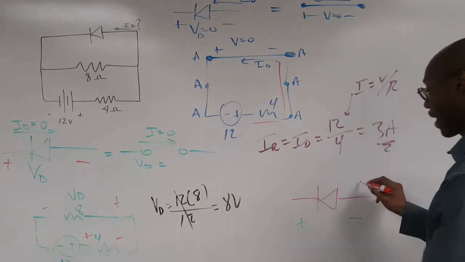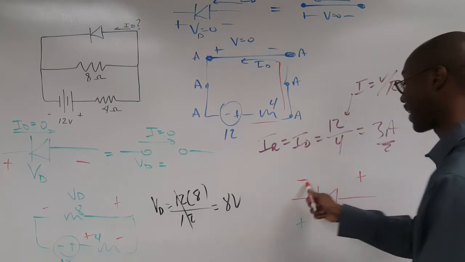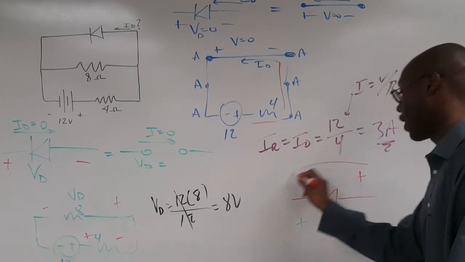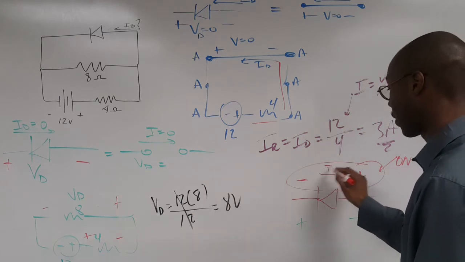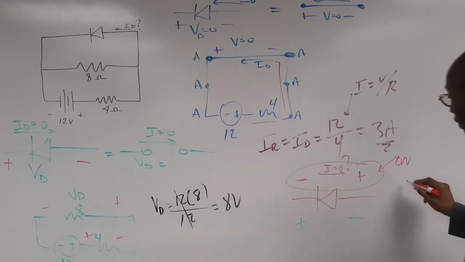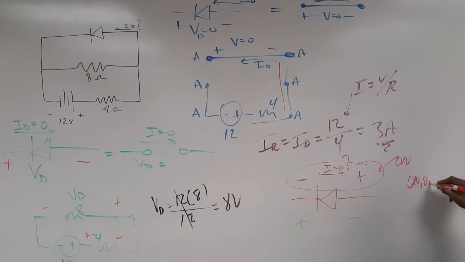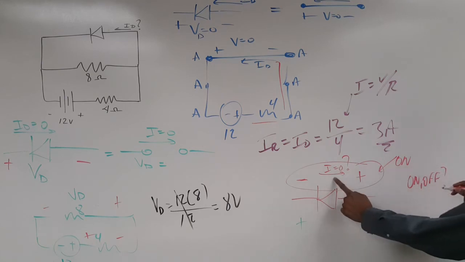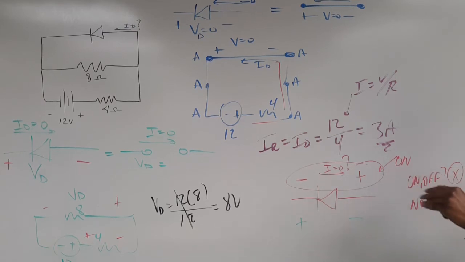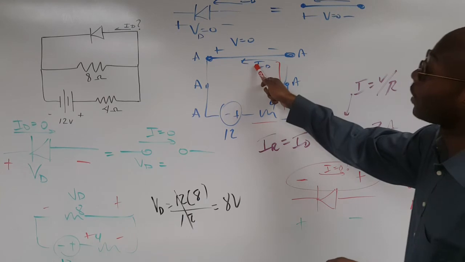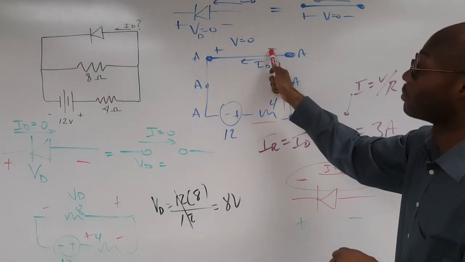But what I actually have, what I proved, is that it's like that. So this is what we call the on configuration. But then we also assumed that the current is 0. And so what we have is that the diode is on and off at the same time. Because the current tells me it's off, but the voltage tells me it's on. If it's on and off at the same time, that's not real. Not true. And so we proved that it can't be turned off. Okay, it has to be turned on. When it's turned on, you look at it, the voltage is 0 across it, right?